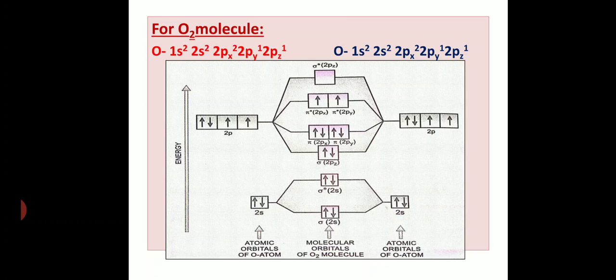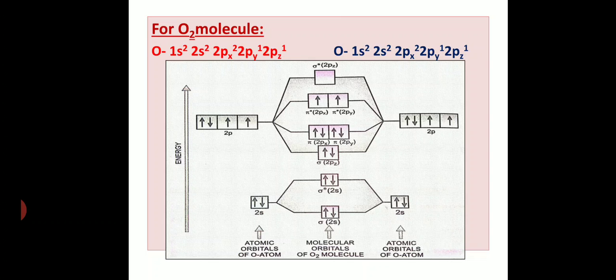So when we fill up bonding and antibonding molecular orbitals, in oxygen molecule there are two unpaired electrons in the antibonding molecular orbitals, pi star 2px and pi star 2py, right? So please practice how to draw this energy level diagram. Now the molecular orbital electronic configuration of oxygen: sigma 1s2, sigma star 1s2, sigma 2s2, sigma star 2s2, sigma 2pz2, then pi 2px2 equal to pi 2py2, then pi star 2px1 equal to pi star 2py1, right?